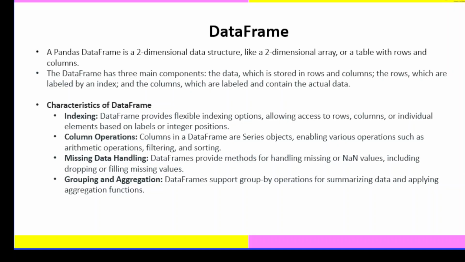It has three components: the data, which is stored in rows and columns, the rows, which are labeled by an index, and the columns, which are labeled and contain the actual data. So three components are there: one is data, the second one is row, and the third one is column.